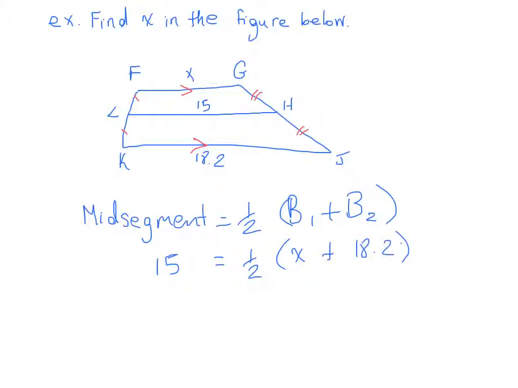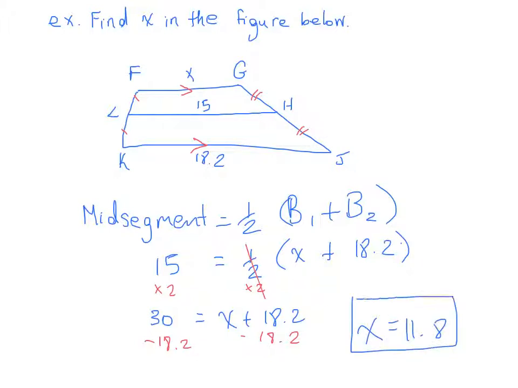All right, so now we have a wonderful equation, and solving it is not that hard. We can go ahead and multiply both sides by 2 so we can get rid of the half, and we get on the left that 30 is equal to x plus 18.2. Now we can go ahead and subtract 18.2 from both sides, and we get that x is equal to 11.8, and that's our answer. All right, and that's how the mid-segment of a trapezoid works.